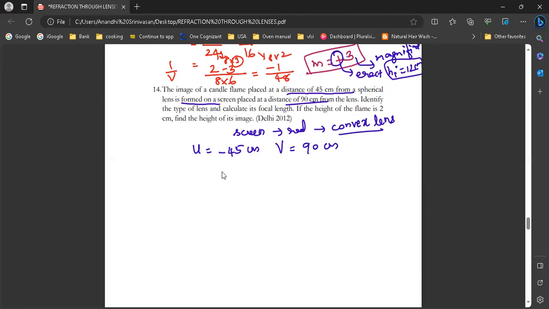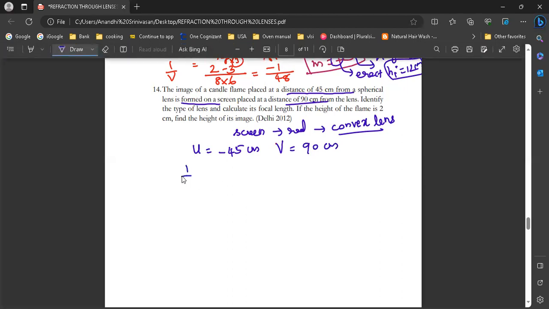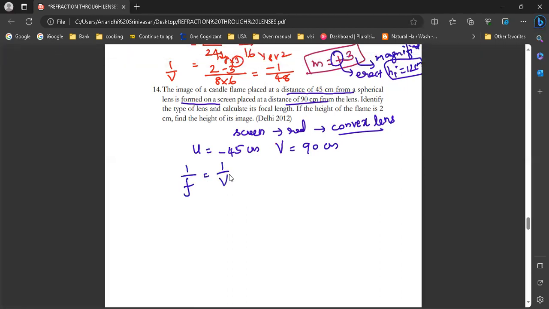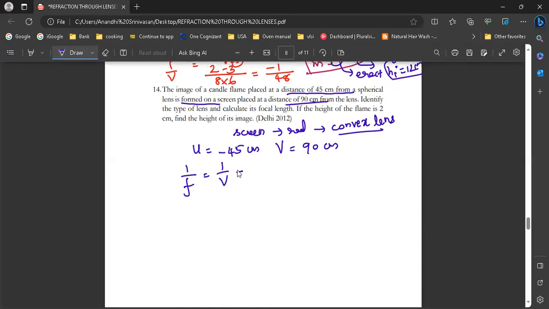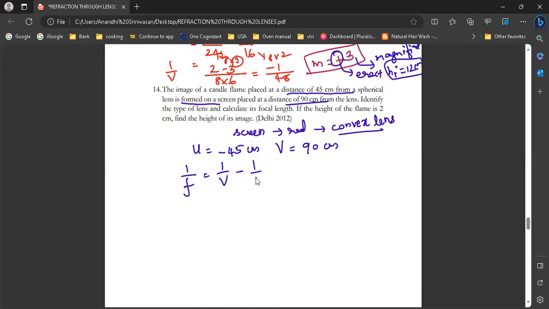Let us find the focal length. We know the formula for focal length. Let's find it: 1 by f. Focal length is 30. Plus 30 or minus 30? Plus 30. Yes, good. You have to cross check with the convex lens. Even if you make a sign mistake, if you get f as minus 30, you have to interpret it with the type of lens. For a convex lens, the second focus is on the right side, so it should come plus. If it came minus, you can cross check where you went wrong. So you will be getting plus 30.